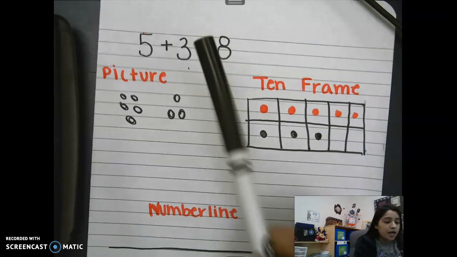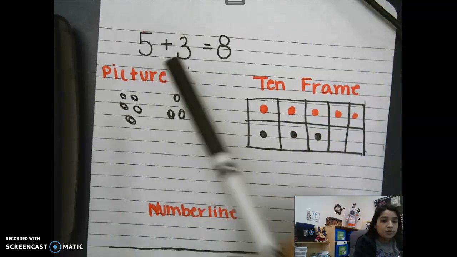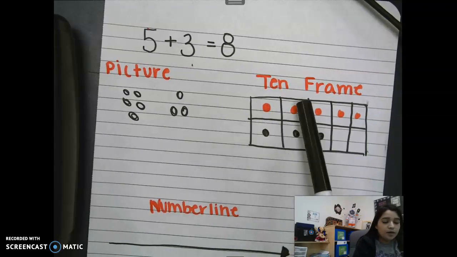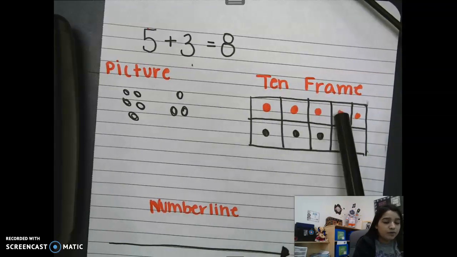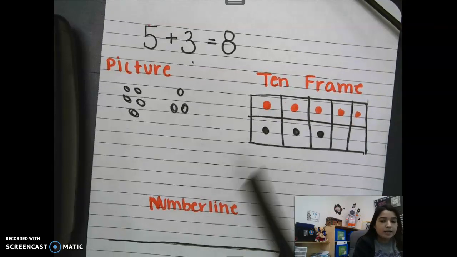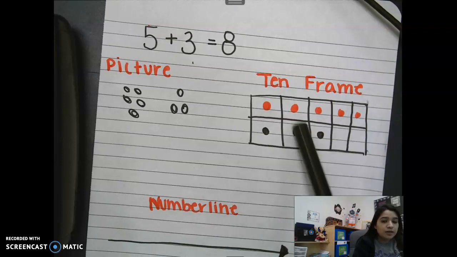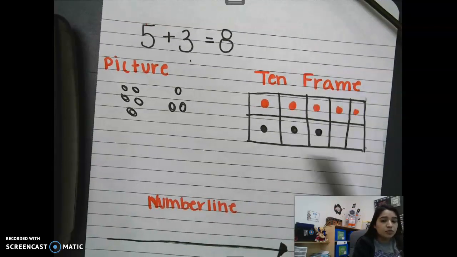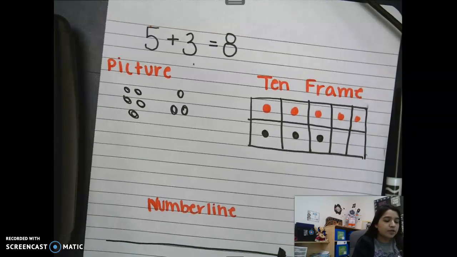We are adding, so we are joining them together, so we're going to count them again. 1, 2, 3, 4, 5, 6, 7, 8. What is the total again? 8. Perfect. We have just drawn it a different way using our 10 frames.